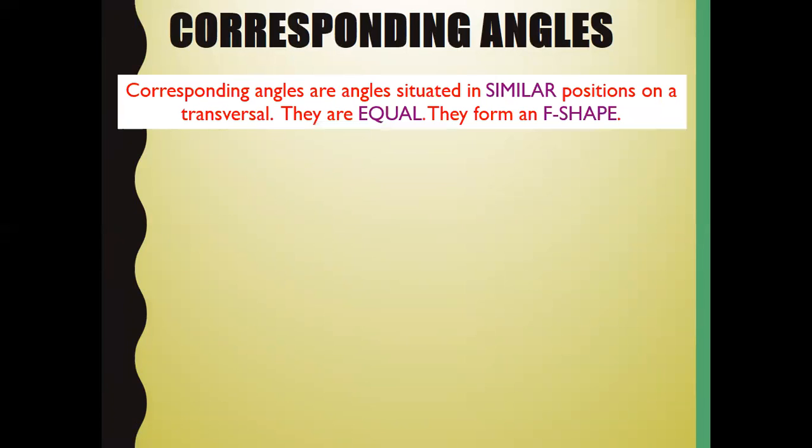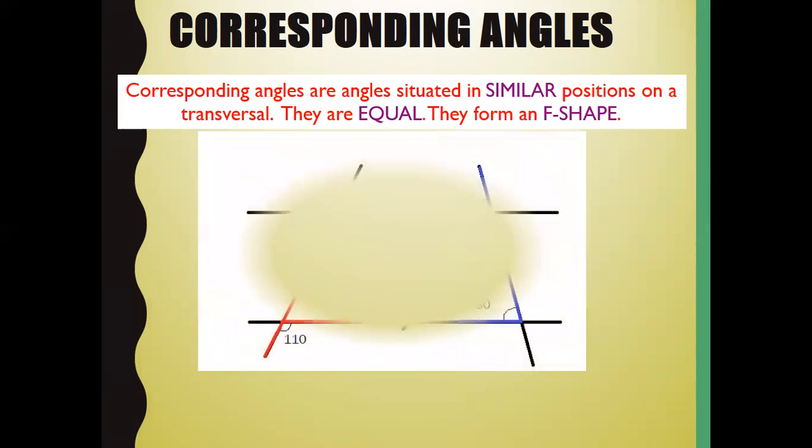Now, corresponding angles are angles situated in similar positions on the transversal. They have to be in the exact same positions on the transversal line. They are equal. That's another thing you need to note, that corresponding angles are equal, and they form a peculiar shape, and that shape is the F shape. When you try to trace these corresponding angles, they form an F shape. Okay, that's their peculiar shape.